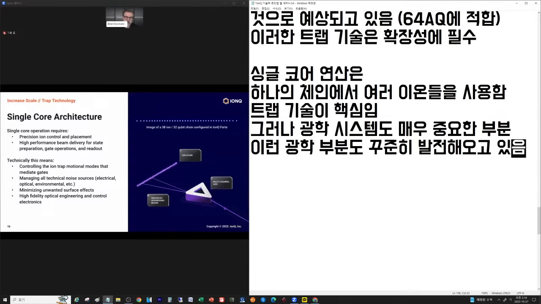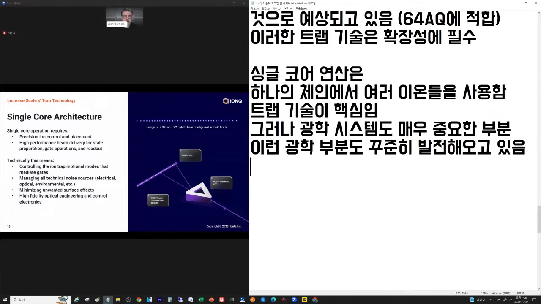The improvements have been accompanied by improvements in our control electronics, the result of which is very high fidelity, all-to-all connectivity for a single quantum zone. And that's what we have today.